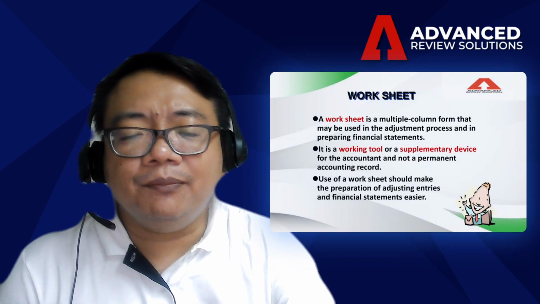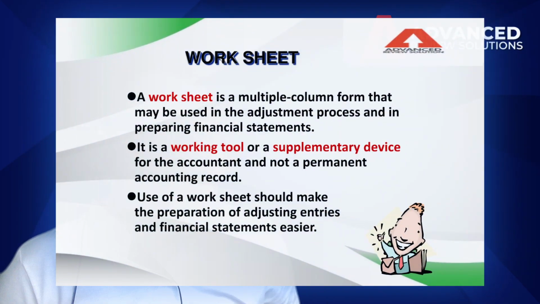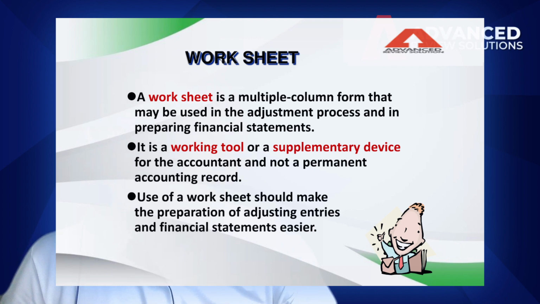In part 7, very important to know ano bang ibig sabihin ng worksheet. Yan yung kulay dilaw dati, columnar pad pa. It is a multi-column form that may be used in the adjustment process and in preparing your FS. That's why, class, very important that it is a working tool and supplementary device for the accountants and not a permanent accounting record. Hindi siya permanent accounting record. The worksheet will serve lang na mas madali ka gumawa ng financial statement.